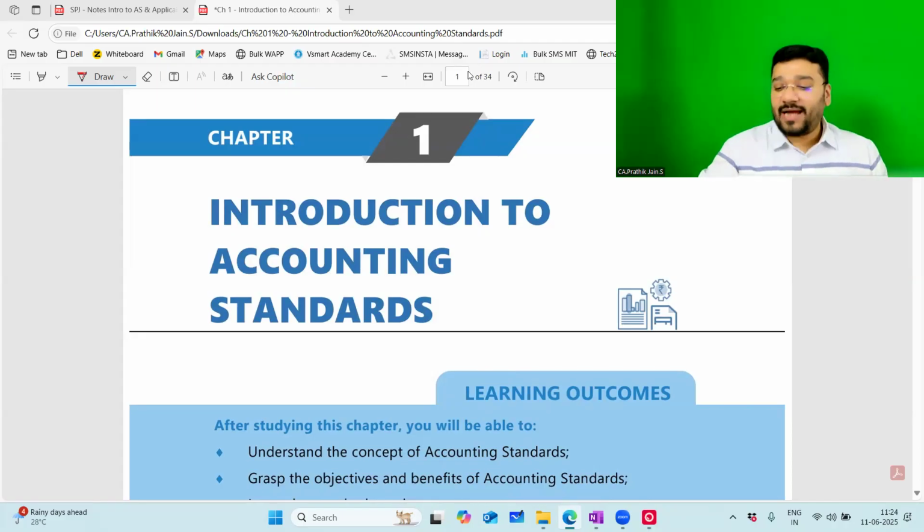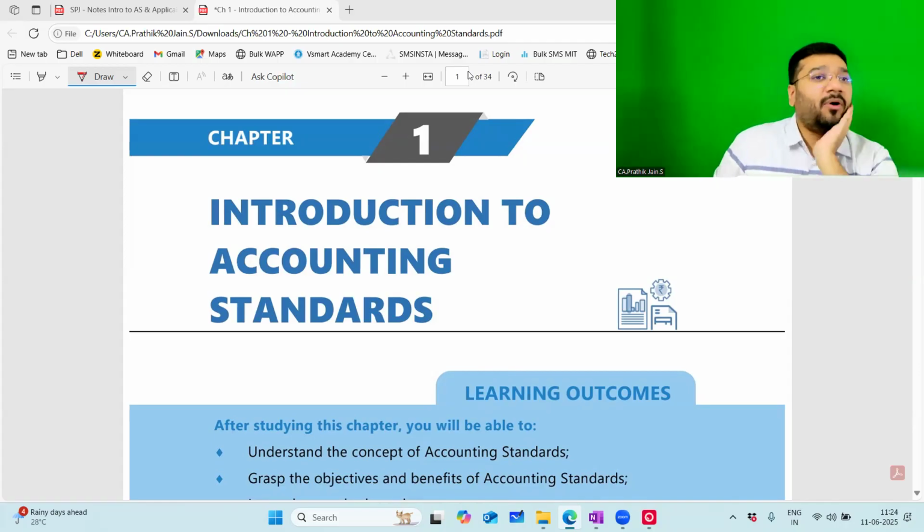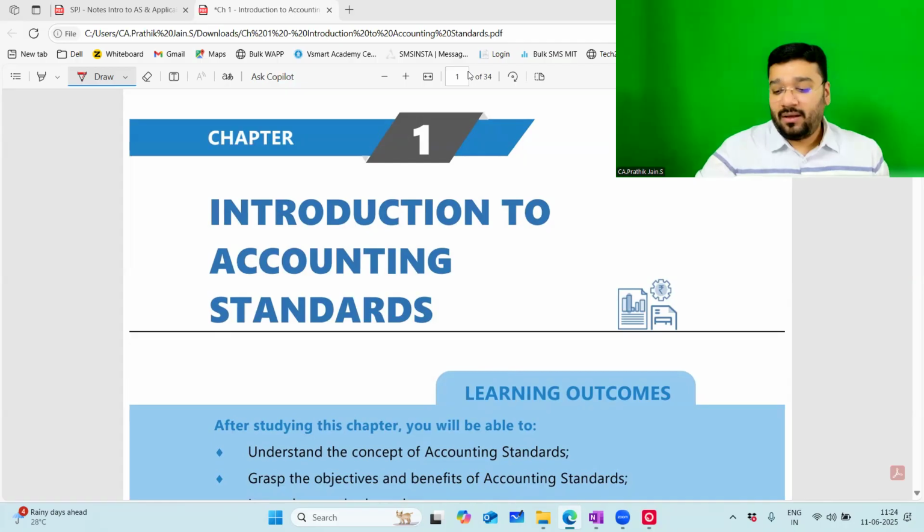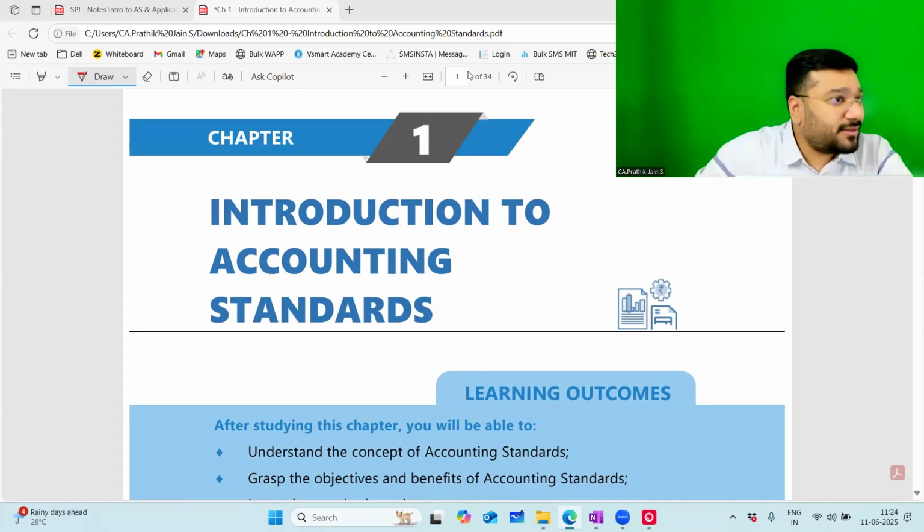So, guys, we're going to start with a brand new topic today where we're going to learn about accounting standards. To be more precise, we're first going to understand what is the introduction of accounting standard. Then we'll understand in the next phase applicability of the accounting standards. Right? So, these are the primary topics relevant from the examination perspective.